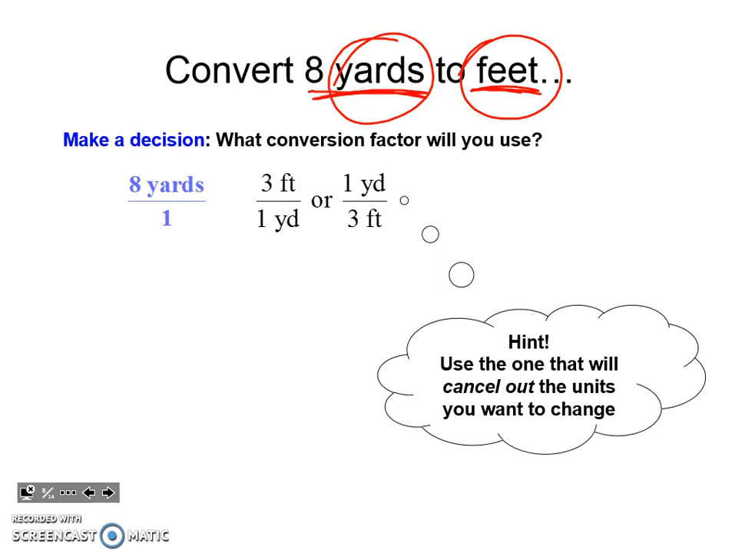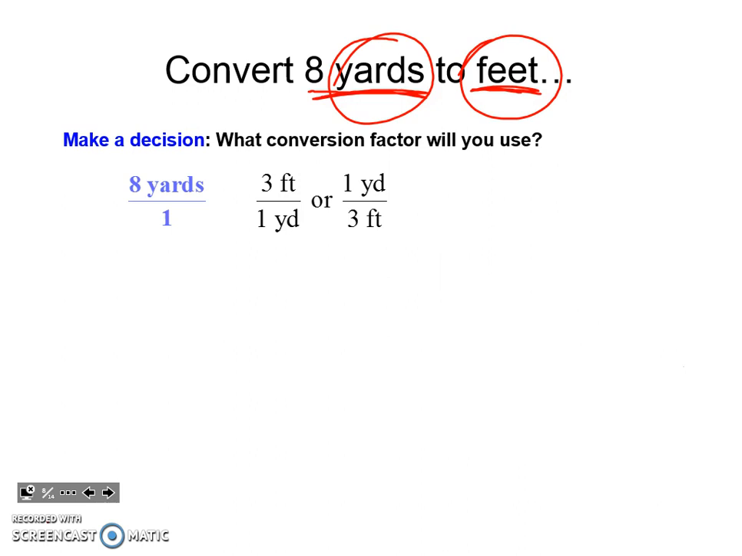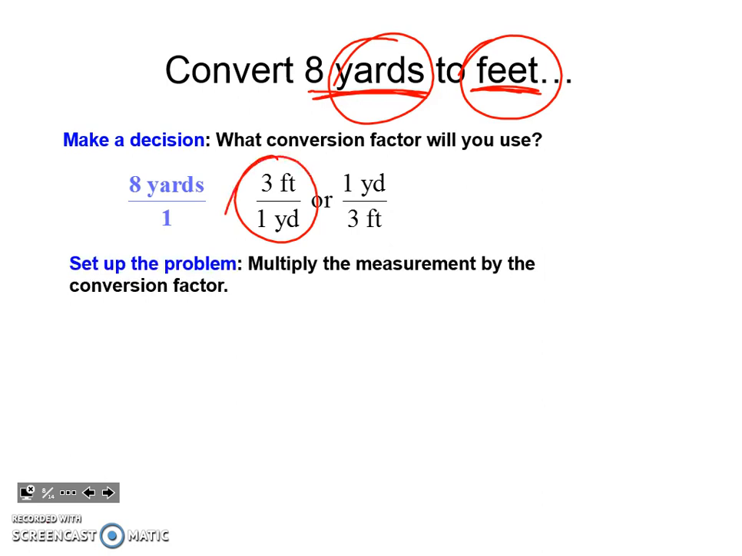So use the one that will cancel out the units you want to change. Now, if you chose the first conversion factor, then you are absolutely correct. So we want to multiply the measurements by the conversion factor.